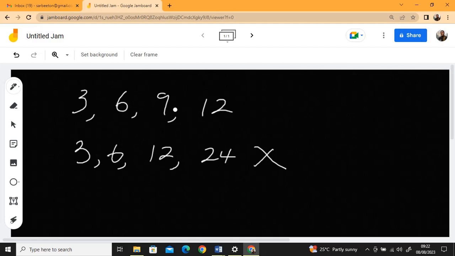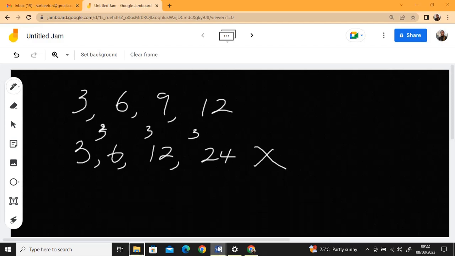That's it. This is a sequence of numbers, but it is not an arithmetic progression. Now, this other one is an arithmetic progression because when you check, 6 minus 3, you get 3. 9 minus 6, you get 3. 12 minus 9, you get 3. So the common difference between them is 3, 3, 3. That is what arithmetic progression is talking about.